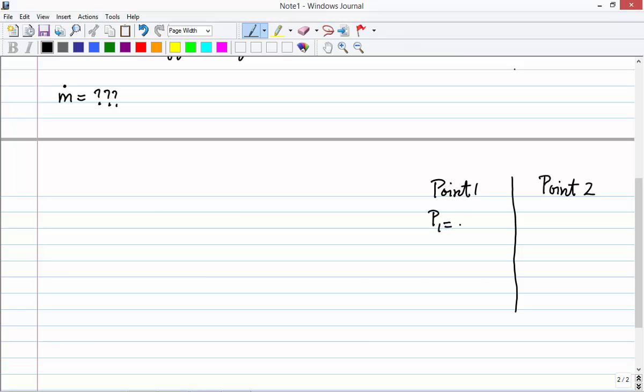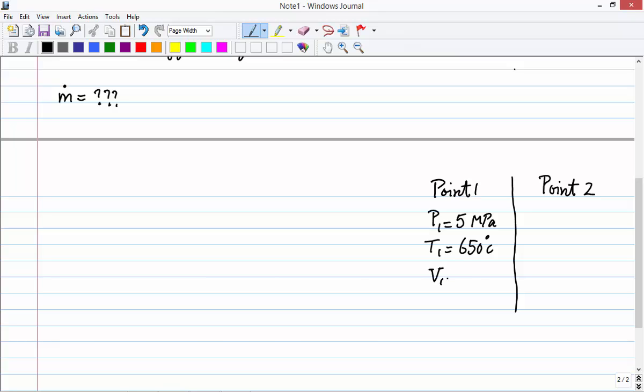P1 is, what is P1? Okay, 5 megapascal, and it says that T1 is pretty high, 650. So without even checking the tables, I can tell this is superheated vapor, right? Because it should be crazy. That steam should be super powerful to do work, right?